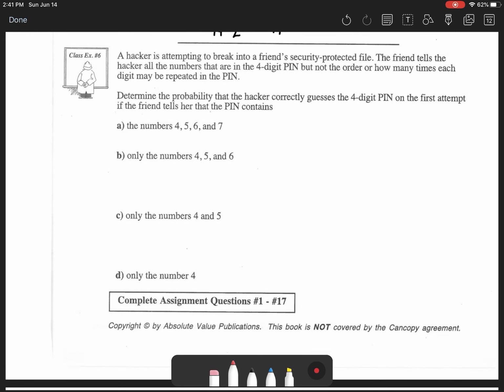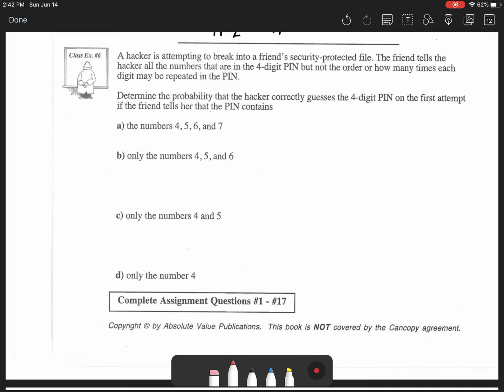All right, class, example 6 here. A hacker is attempting to break into a friend's security protected file. The friend tells the hacker all the numbers that are in the 4-digit PIN, but not the order or how many times each digit may be repeated in the PIN. Determine the probability that the hacker correctly guesses the 4-digit PIN on the first attempt if the friend tells her that the PIN contains, okay, and then they give us 4 scenarios here.